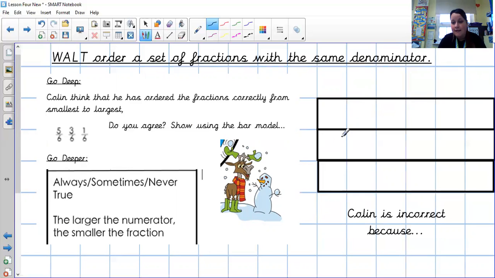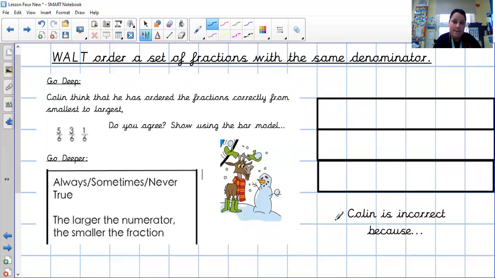You're showing the correct order using a bar model. Then hopefully you can notice what Colin has done wrong. If he hasn't ordered them from smallest to largest, what has he done? And can you give Colin a tip to help him understand how to order fractions with the same denominator?